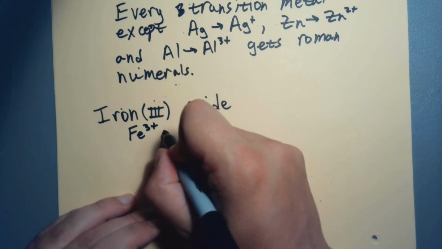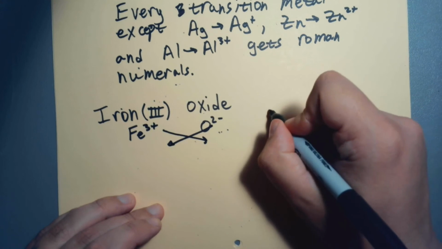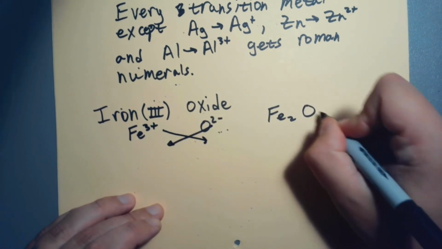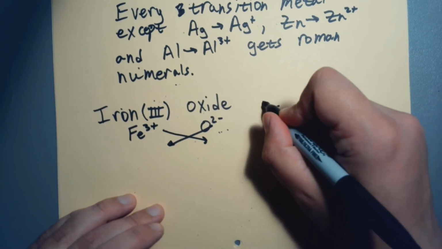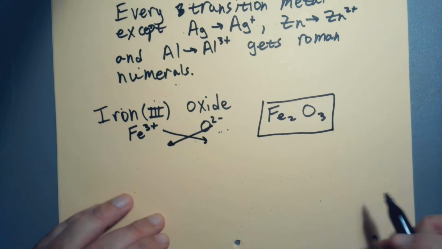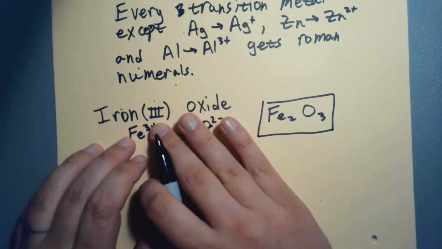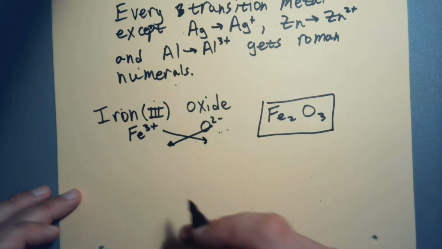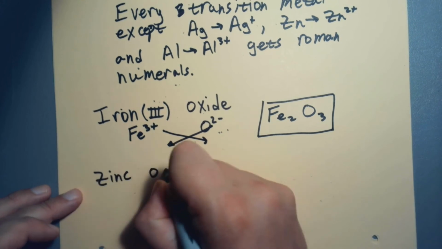And then guess what I do? We're going to write the formula. So I'm going to have Fe2, do our little switchy switch here, O3. 2 and 3 don't have a common denominator, so I am done. So I don't have to remember any tricks of the periodic table to figure this information out, because it's right here.